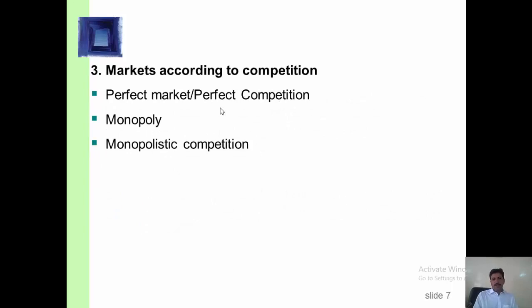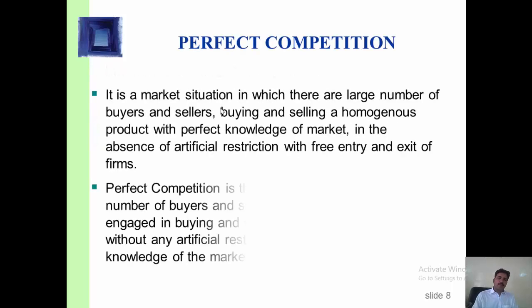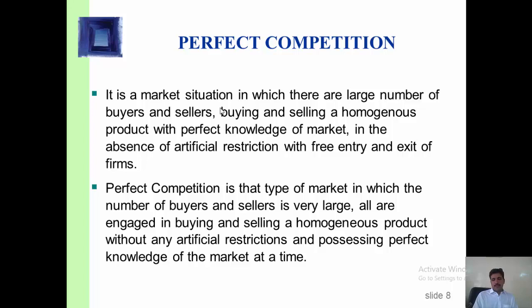Markets according to the competition: the third type of classification is the classification of the markets according to the competition. We have many types of markets according to the competition, but at your course level, we will discuss three markets: perfect competition, monopoly and monopolistic competition. So let us discuss these markets according to the competition one by one. First, we come to perfect competition.